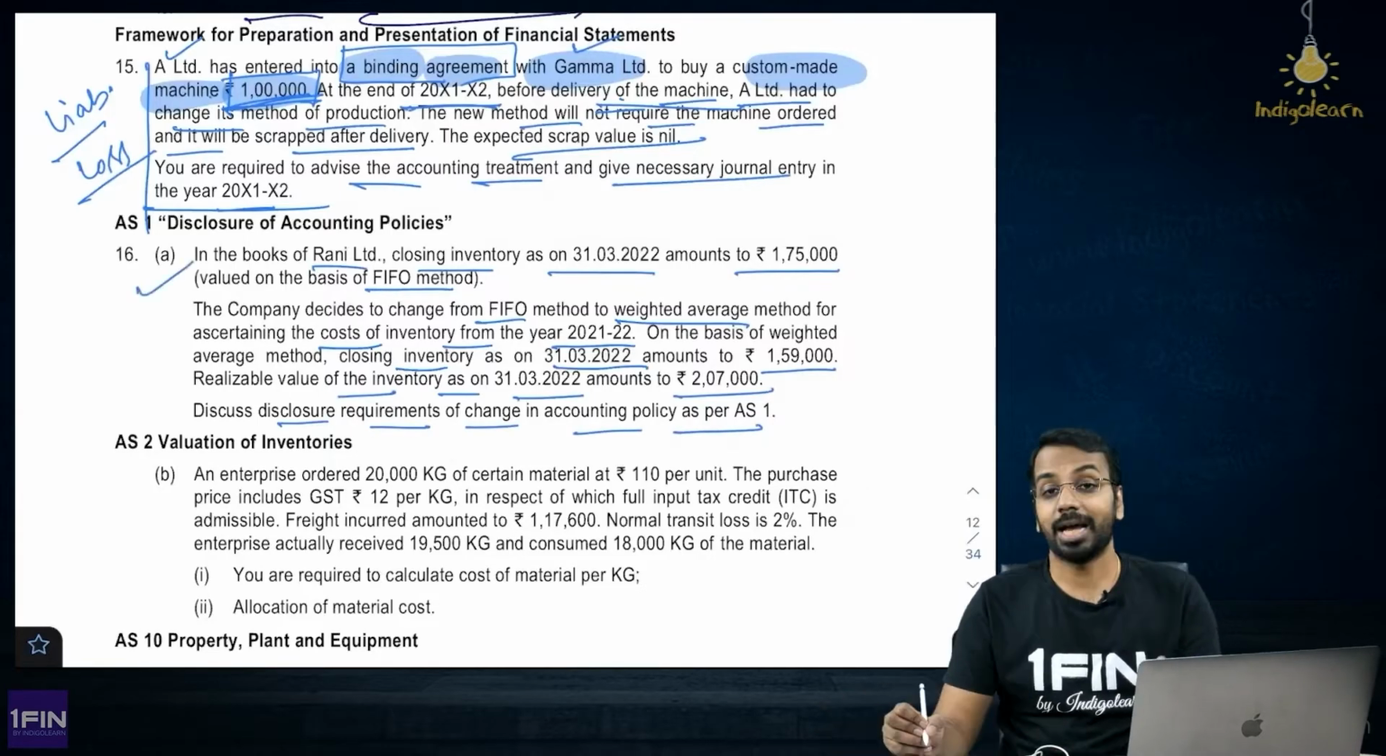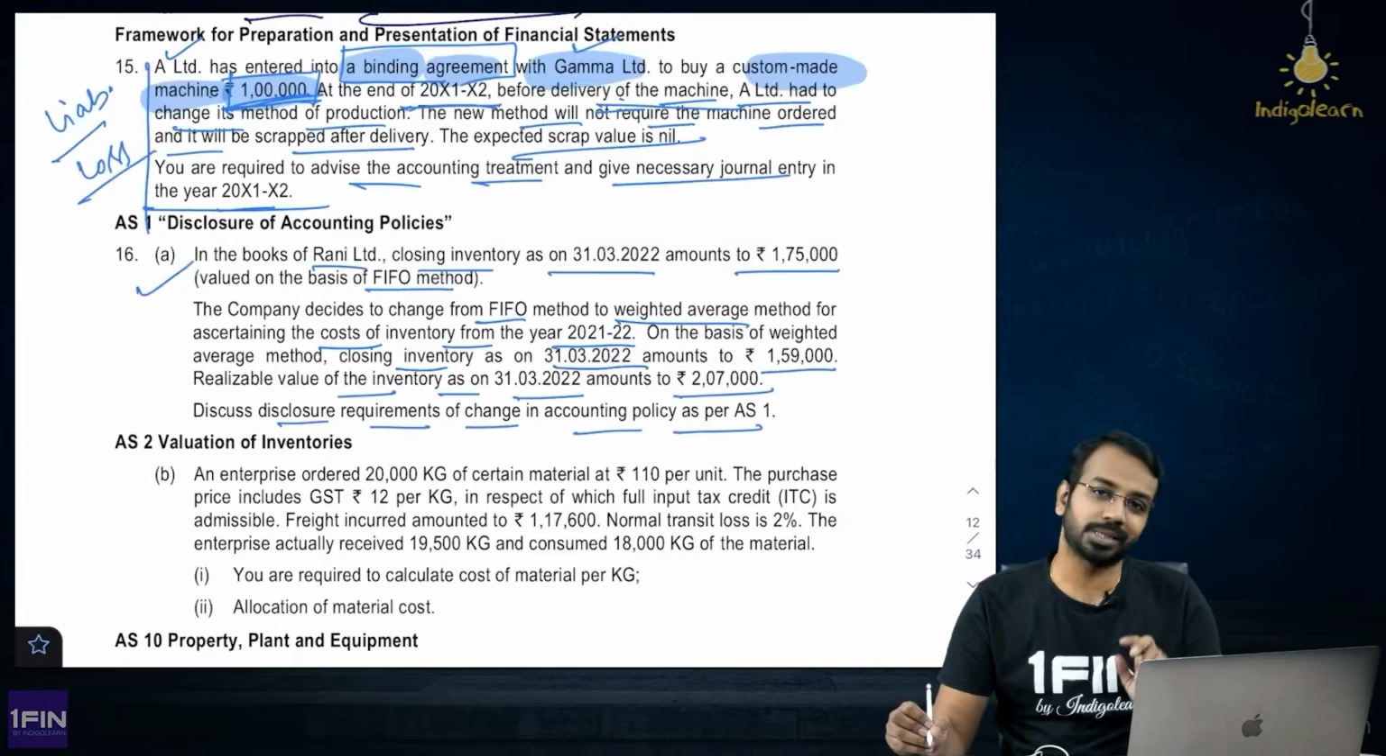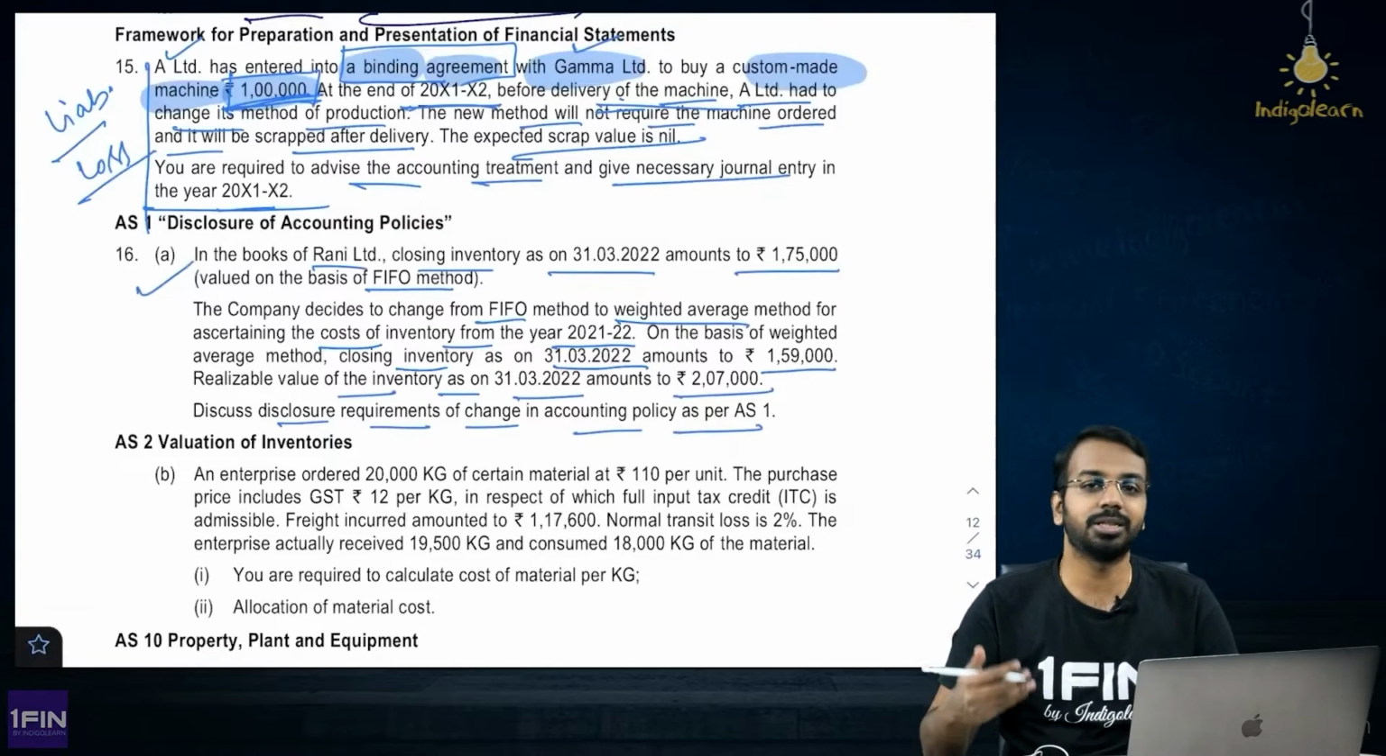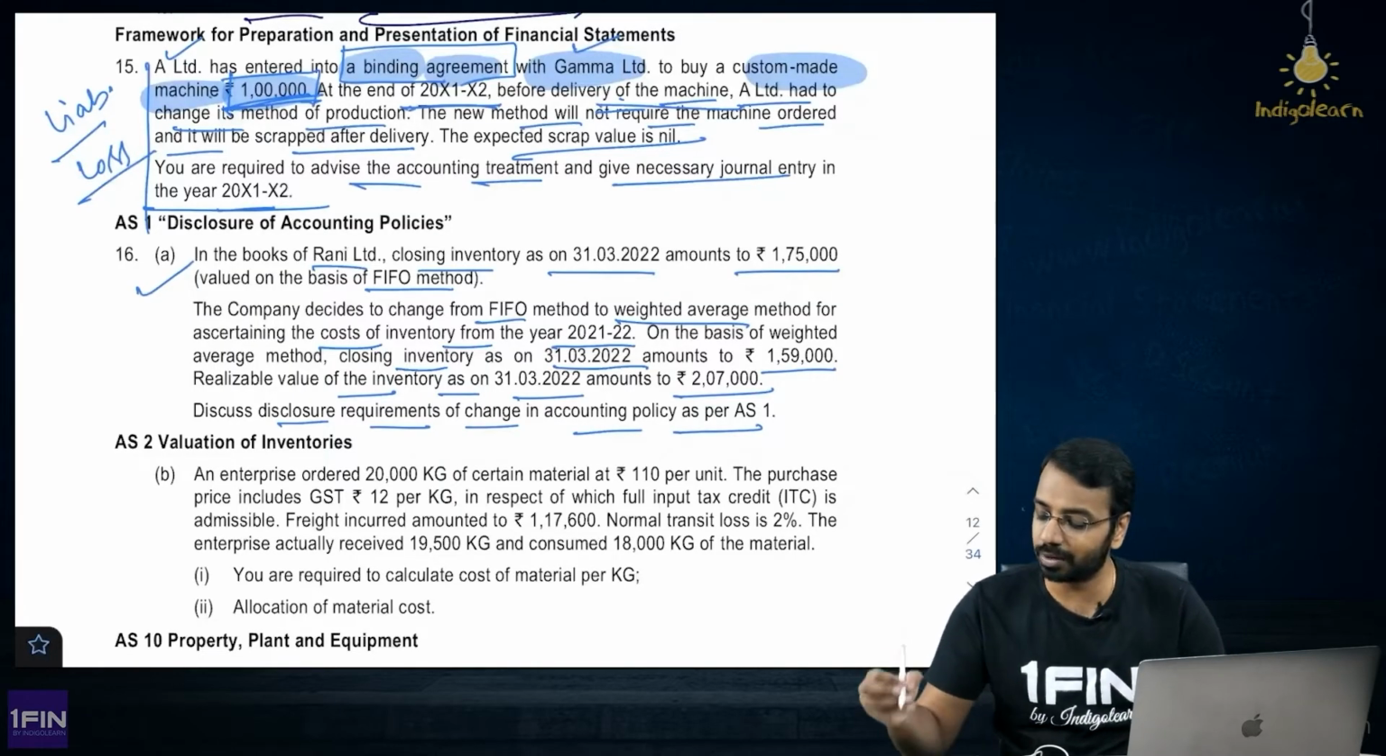A very simple one. As per AS 1, when can you change the accounting policy? Either if it is required by a standard or statutes, or it results in a better presentation, right? So you can change the accounting policy, and if there is a change in accounting policy and if the impact of that is material, you have to disclose. Now here, what will you disclose?